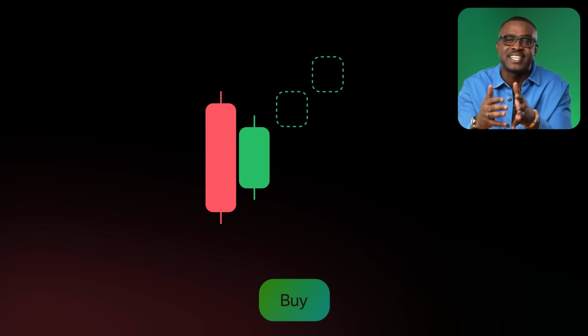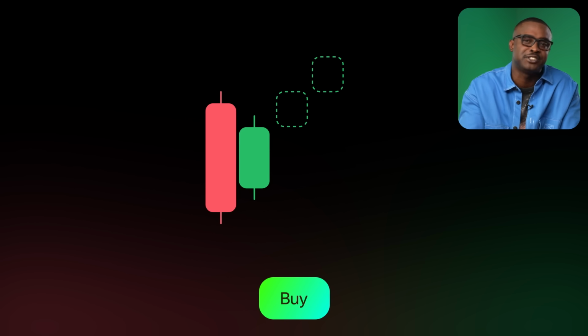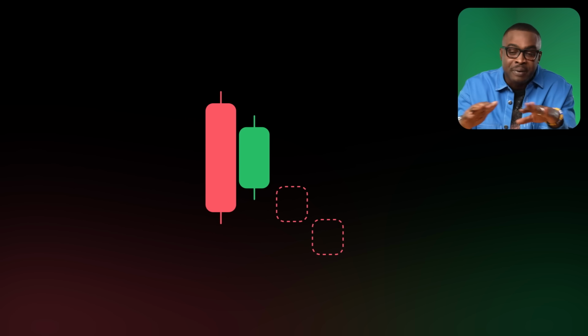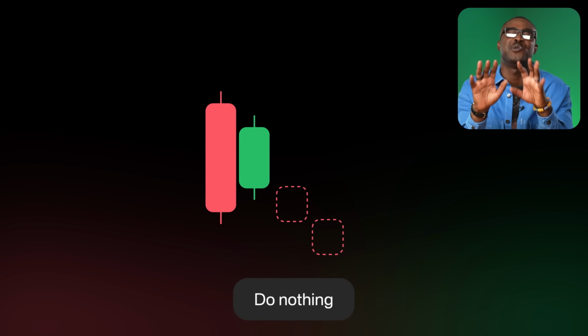If the next candle closes green and moves higher, it suggests that buyers have officially stepped in. So it's a clear signal to open an up or a buy trade. If the next candle is red or barely moves, it shows that sellers are still in control. So your best move is to hold off a bit. No confirmation means no entry. That's the most important rule with the Harami.